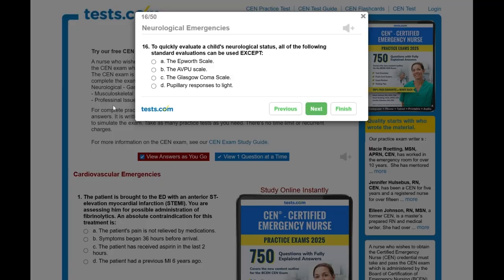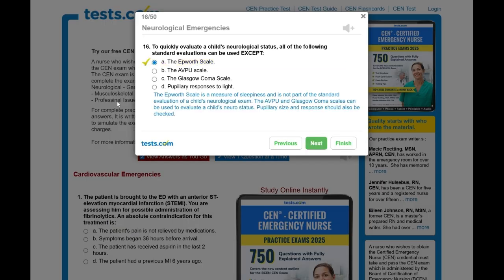Question 16. To quickly evaluate a child's neurological status, all of the following standard evaluations can be used except A. The Epworth scale, B. The AVPU scale, C. The Glasgow Coma scale, D. Pupillary responses to light. A. The Epworth scale.